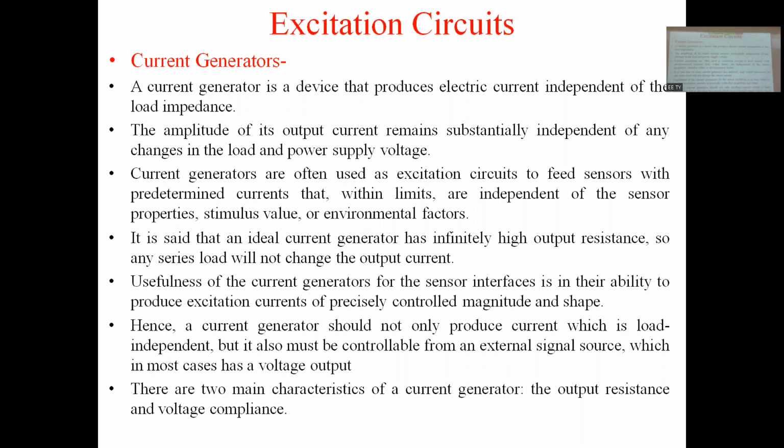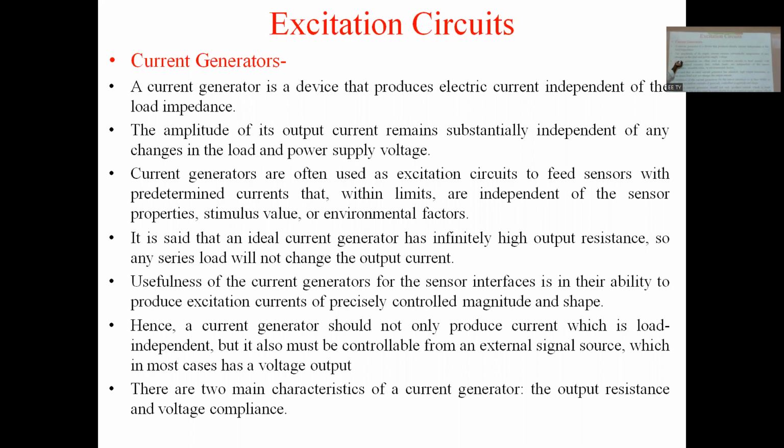Okay. So that means if such a type of excitation circuit is used for any one of the active sensors, the sensor performance should be good. There is no degradation of sensor performance. Again, current generators are often used as excitation circuits to feed sensors with predetermined current that, within the limit, are independent of the sensor properties, stimulus value or environmental factors.